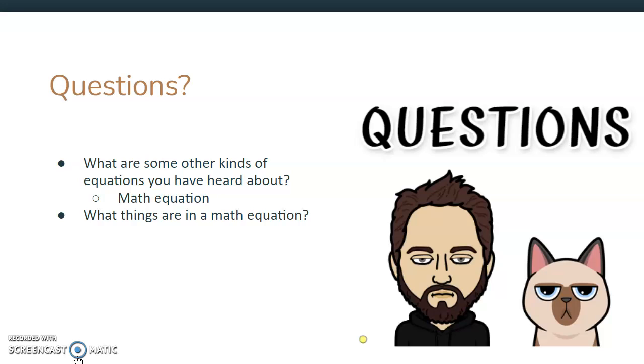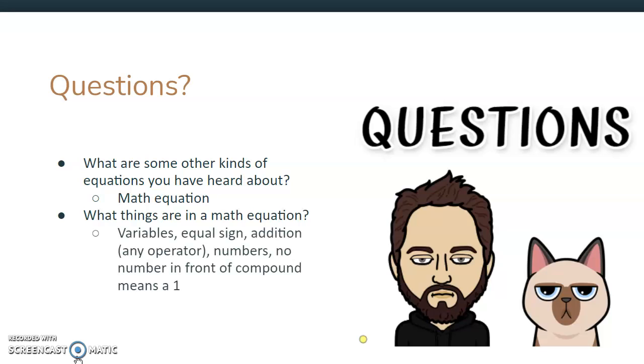So what are some things in math equations? Well, we have variables, equal signs, addition, maybe any kind of operator. Sometimes in math equations we have subtraction, multiplication, but we'll mainly be working with addition. There's also some numbers, and if there's no number in front of a compound, that means it's equal to 1. For example, if there's no number in front of x, a variable, we assume there's 1x there. And we'll do the same thing for chemistry.